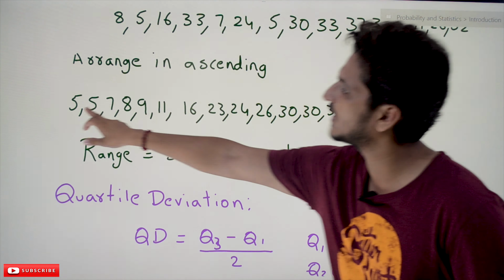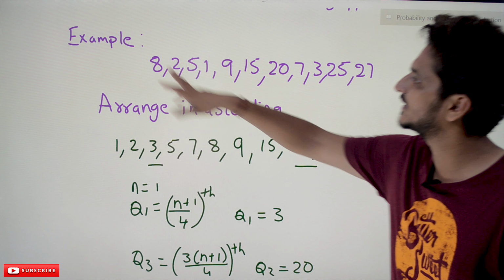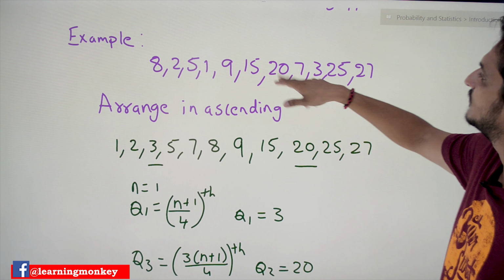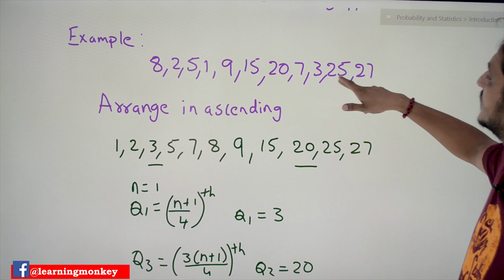We take an example and understand when we are going to use this quartile deviation. Example: 8, 2, 5, 1, 9, 15, 27, 3, 25, 27. Arrange them in ascending order. If you arrange them in ascending order, these are the values which we get. From this we have to identify the quartile points.